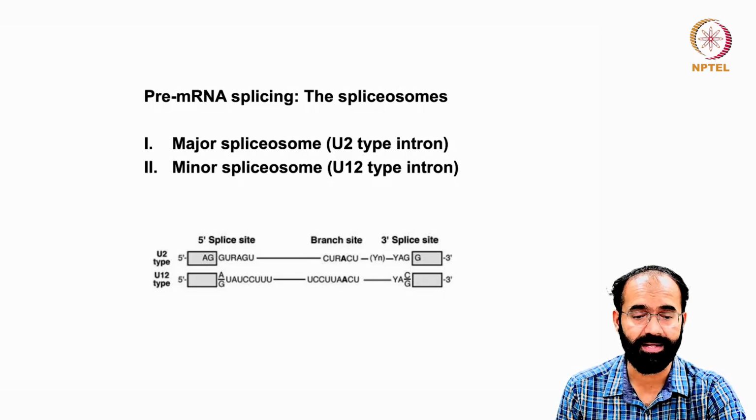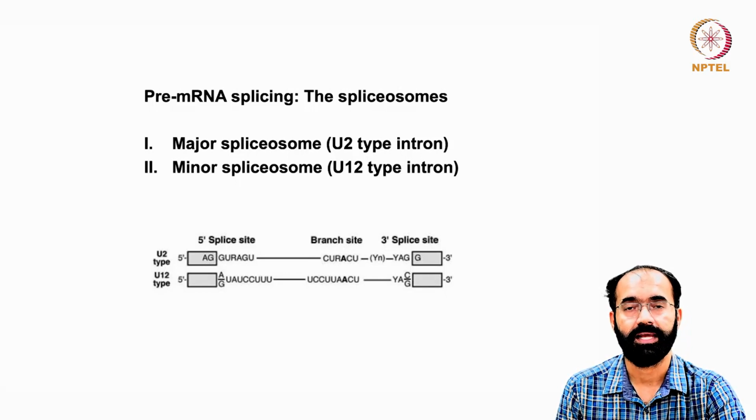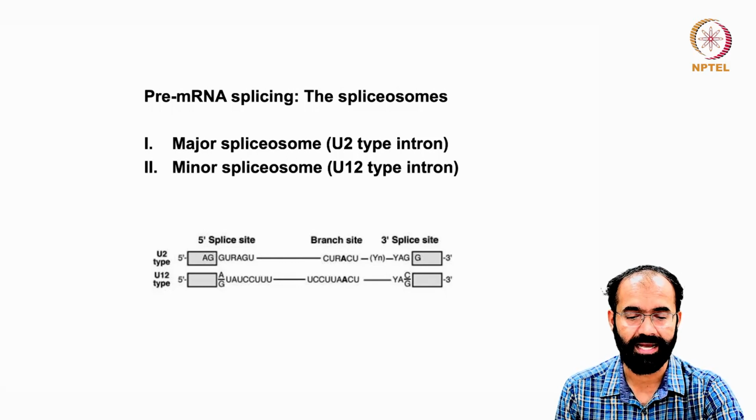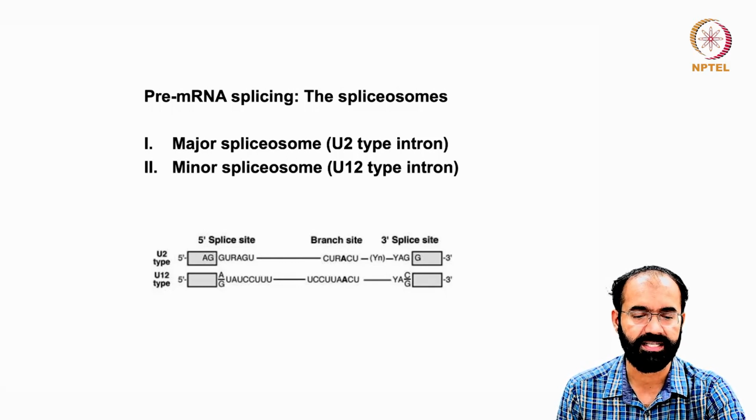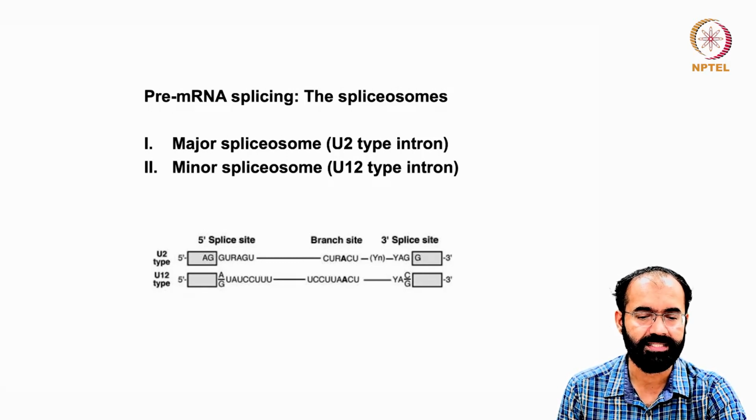In the U12 type, you have a slightly different sequence. Every intron starts with GU. Here it can be AU also. GU can be AU; no other base is allowed. And the rest of the sequence, as you can see here, can be AUA or GUA. Then you have UCC, UUU, that is the 5' splice site.